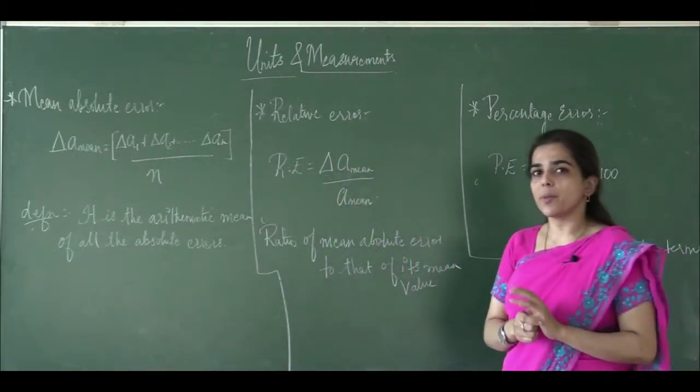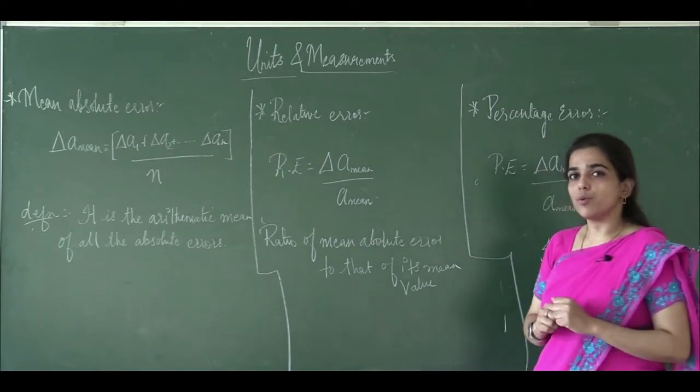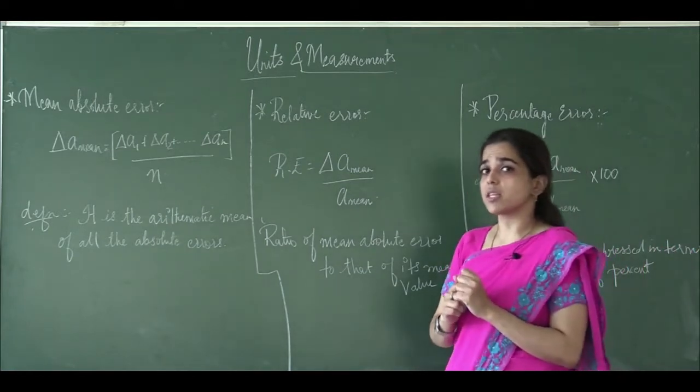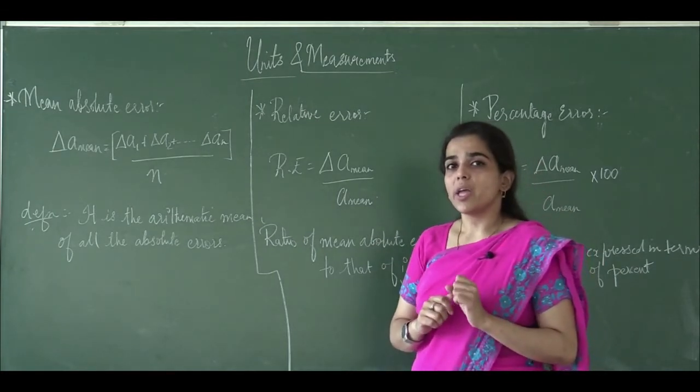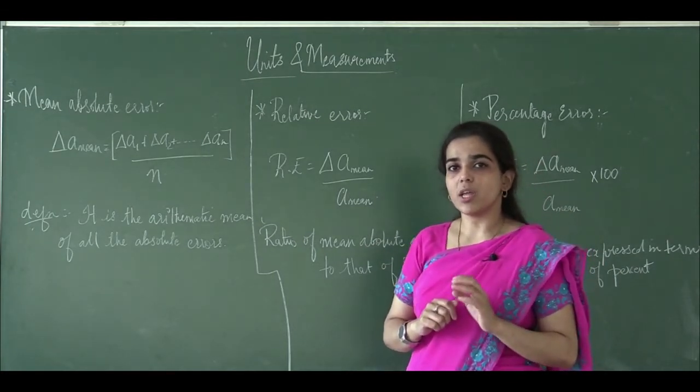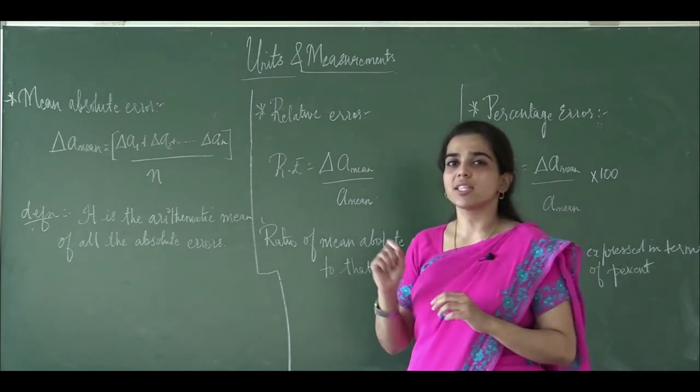So the next topic we have is the mean absolute error, where the formula for mean absolute error is given as delta A mean, which is equal to A1 plus A2 plus A3 up to AN divided by the number of trials, that is N.